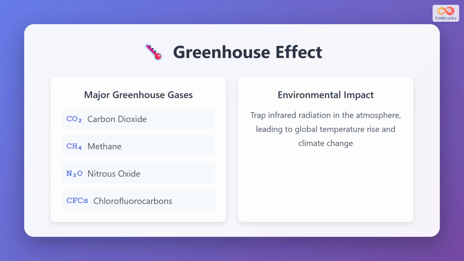Nitrous oxide, N2O, comes from agricultural fertilizers and industrial processes. Chlorofluorocarbons, or CFCs, are synthetic compounds once used in refrigeration and aerosols. These gases trap infrared radiation in the atmosphere, preventing heat from escaping into space. This leads to a gradual increase in global temperatures, causing climate change with far-reaching consequences for weather patterns, sea levels, and ecosystems worldwide.